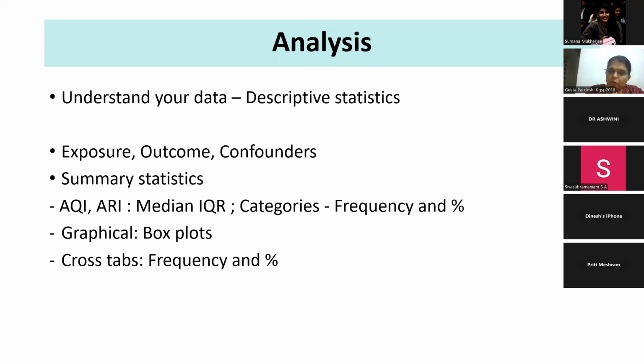Try to understand the distribution of the exposure variable, the outcome variable, as well as the confounders. And you summarize your data for these variables. For example, for the AQI, ARI, because they are numbers, you can talk in terms of median and interquartile range because they do not really follow a normal distribution. If they are categories, then you can summarize the data as frequency and percentage. You can summarize in the text or in a table or even graphical form like the box and whiskers plots for non-normal data, which is usually used.